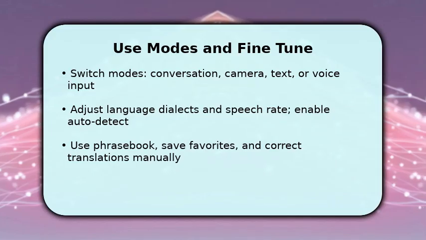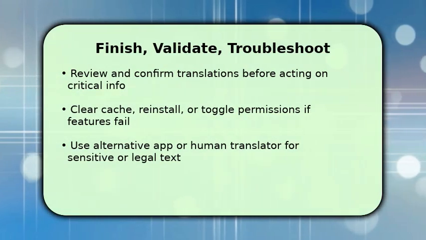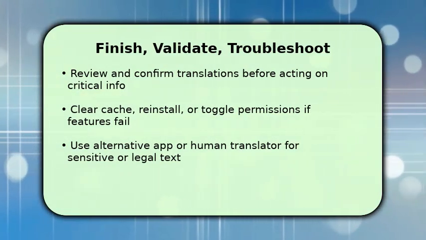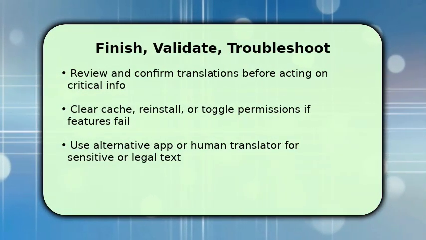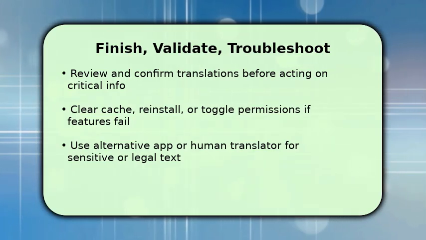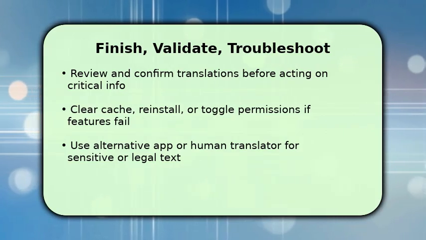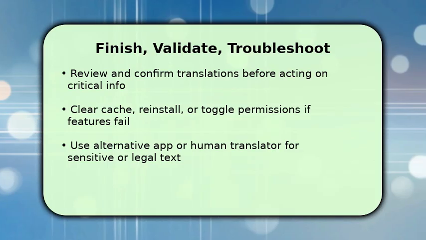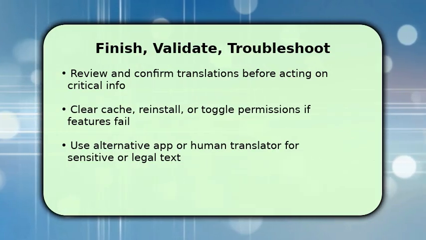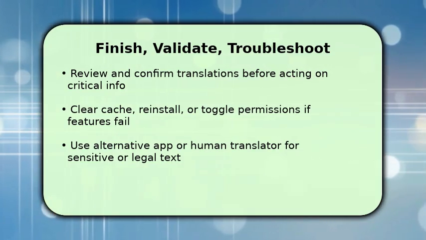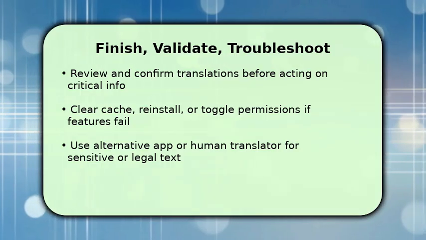To finish, validate translations before you act, especially for directions, medical info, or legal text. Read aloud to check tone and meaning. If the app misbehaves, clear cache, toggle microphone/camera permissions, or reinstall. These steps reset corrupted settings. If accuracy remains poor, switch to another translator app or ask a human interpreter for critical communications.